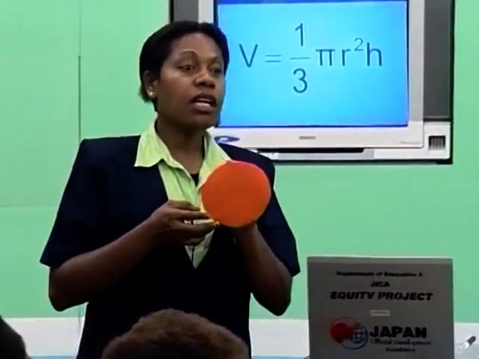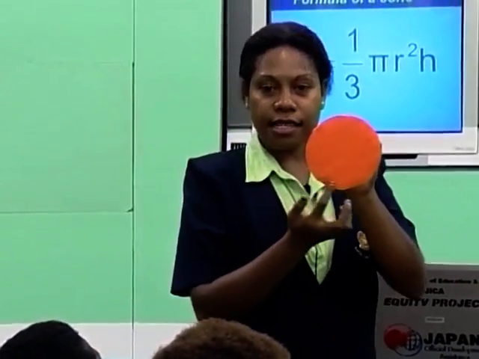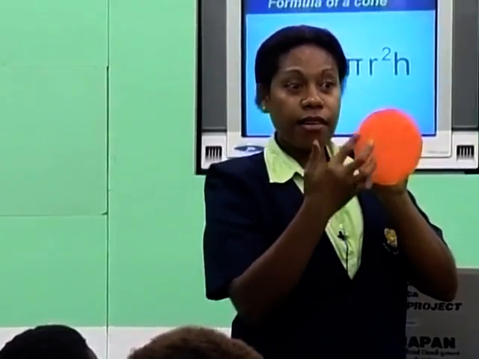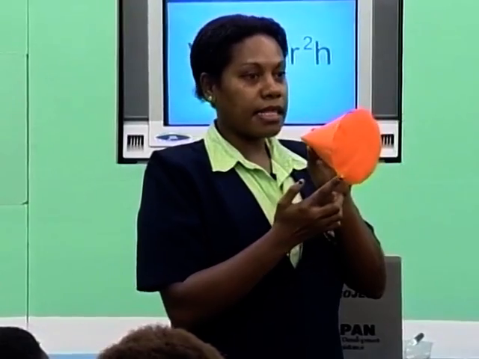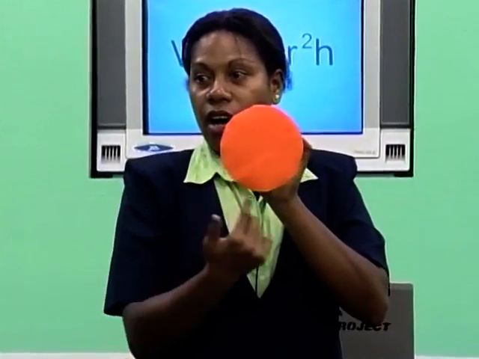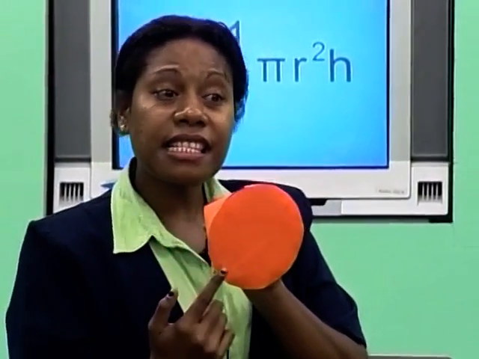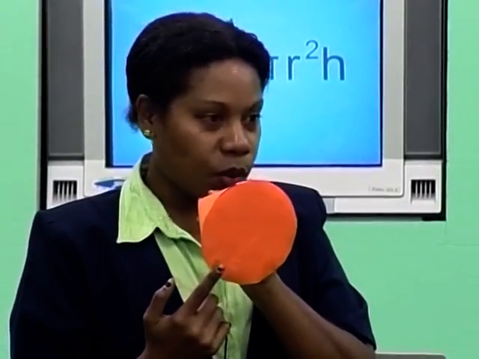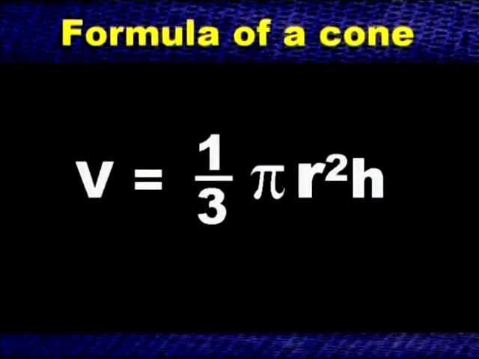The cone has a what base? Okay, the cone has a circular base. So we are trying to look for the area of the what? Circle. And the area of the circle is equal to pi r squared. So you see, that's why we have pi r squared, because it's the area of a circle. The base is a circle.